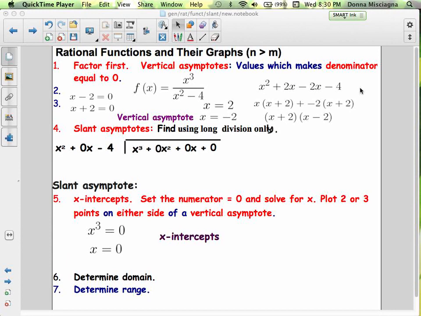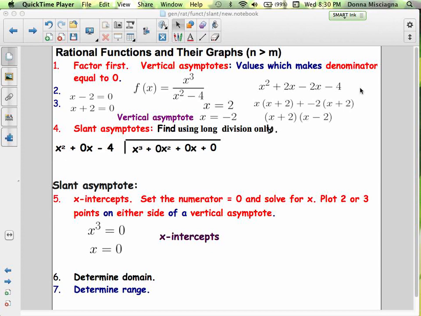You can either use factor by grouping, as I have on the right hand side. What multiplies to give, so 1 times -4 is -4. It multiplies to give -4 and adds to give us the b term of 0, which would be 2 and -2.